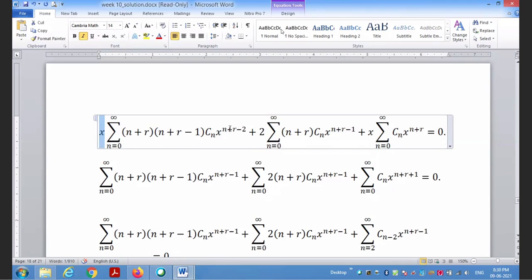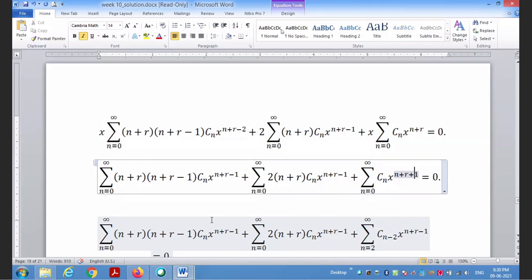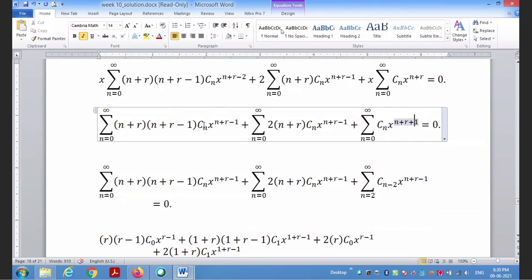Bring this x inside, now it becomes x to the n plus r minus 1. The minus 2 becomes minus 1 because you multiply this term with x. You bring 2 inside, it becomes 2 times n plus r, cn x to the n plus r minus 1. You bring this x inside, so now it becomes x to the n plus r plus 1. So the first summation involves x to the n plus r minus 1, the second one also involves x to the n plus r minus 1, whereas the last one is n plus r plus 1.